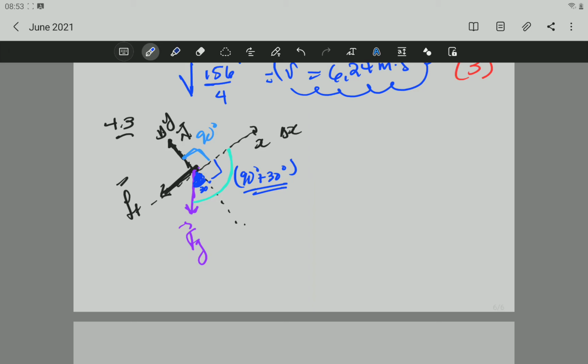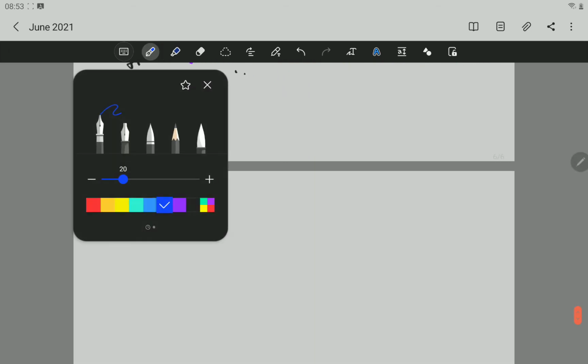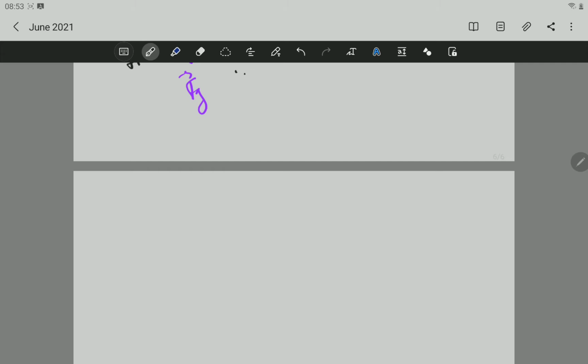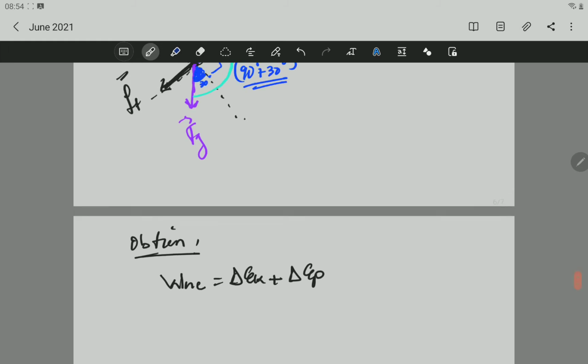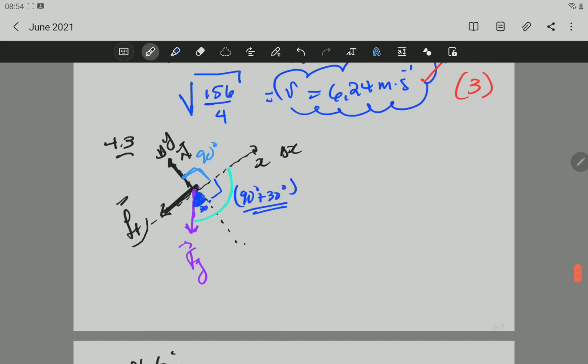Okay, so let's start with that one, which is option 1. We are going to explain option 1. We're going to use the law of conservation of energy. Remember, that one says that the work done by the non-conservative forces is equal to the change in kinetic energy plus the change in potential energy. That is one option. What is the non-conservative force in this situation? It is the frictional force. So we are trying to find the work done by the frictional force.